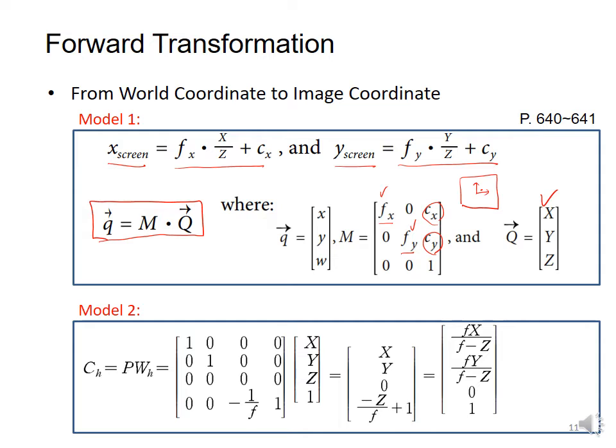So this matrix M is a very important matrix in OpenCV. Finding out fx, fy, cx, cy is the objective of our camera calibration procedure. The box below shows the equation for model 2. P is a projection matrix. It contains f, the focal length, here.